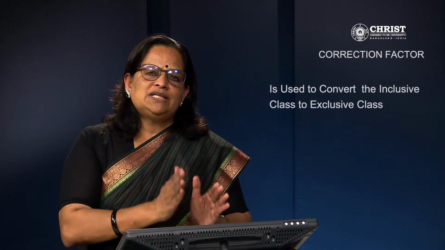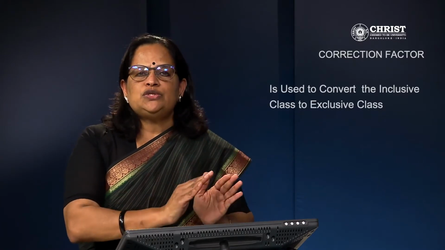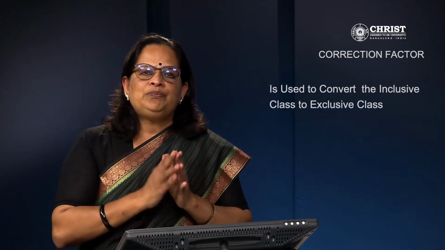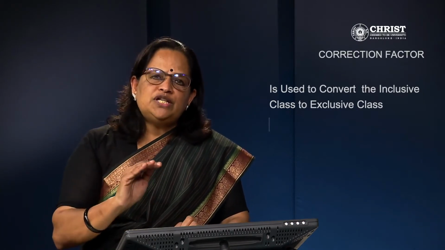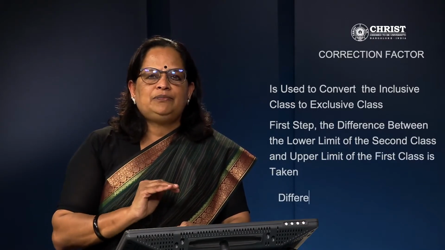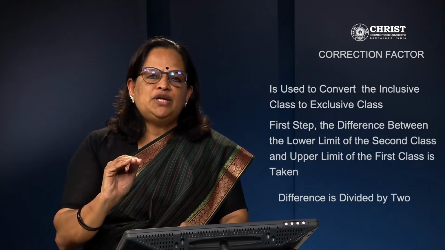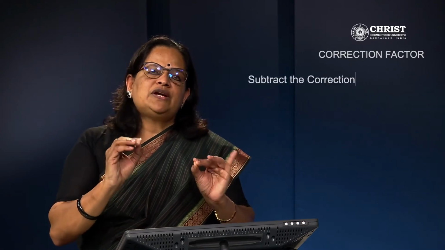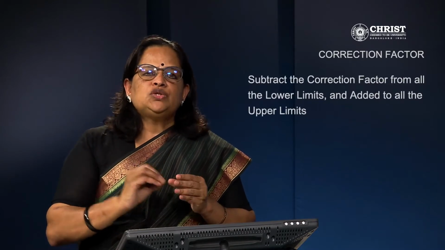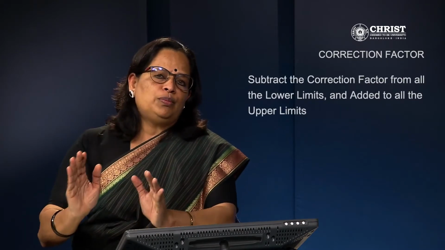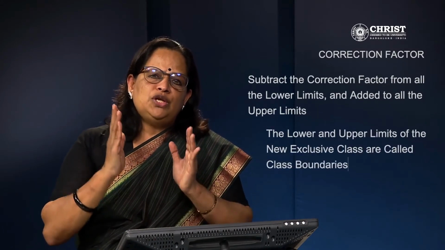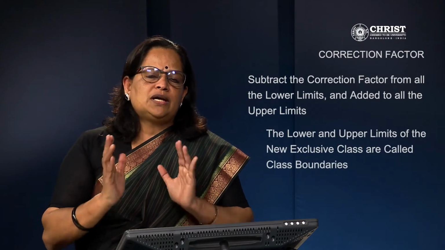So inclusive class we are converting into exclusive class, and with the exclusive class only we are going to do the statistical computations. As the first step, the difference between the lower limit of the second class and the upper limit of the first class is taken. That difference we divide by 2. Subtract the correction factor from all lower limits and add it to all the upper limits. Then we will get a new classification. The lower and upper limits of the new exclusive classes are called the class boundaries.